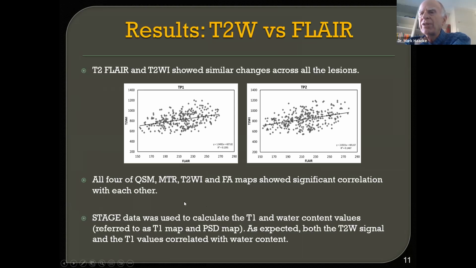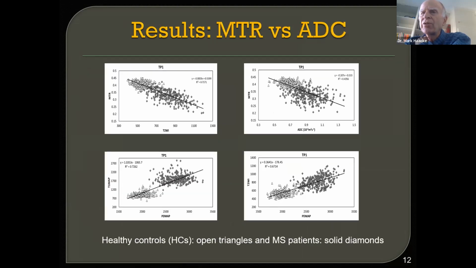Now, we can use the STAGE data to actually quantify different things, such as the water content and the T1 values. So here's a plot of the magnetization transfer ratio (MTR) as a function of T2, and you can see that they are linearly related. The MTR plotted against the ADC from diffusion are linearly related. The T2 weighted images versus the water content are linearly related. Well, that kind of suggests that if I could measure water content, I can probably predict all these other things.